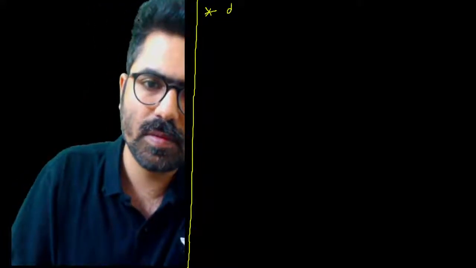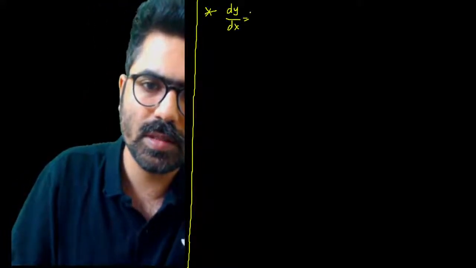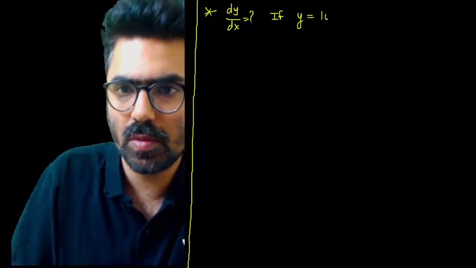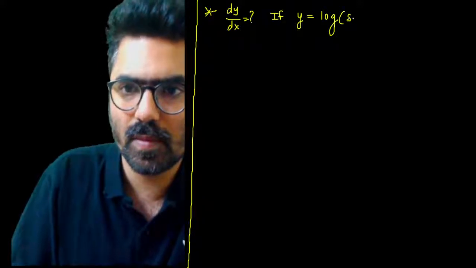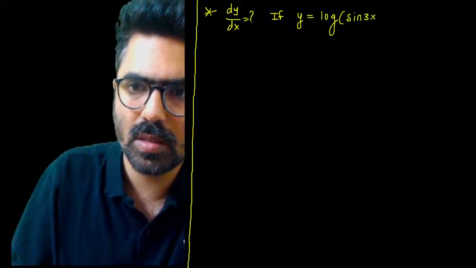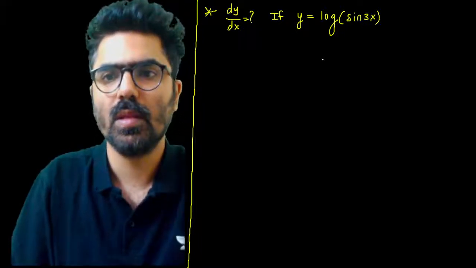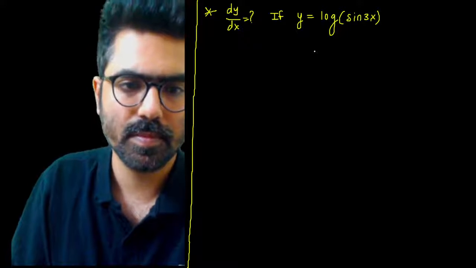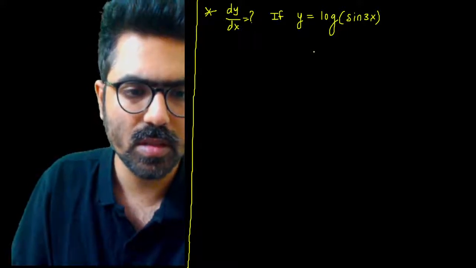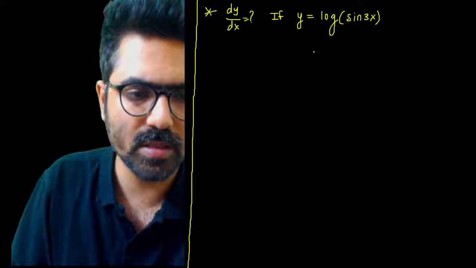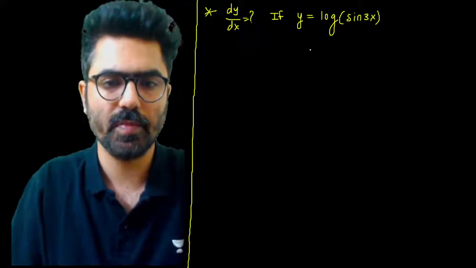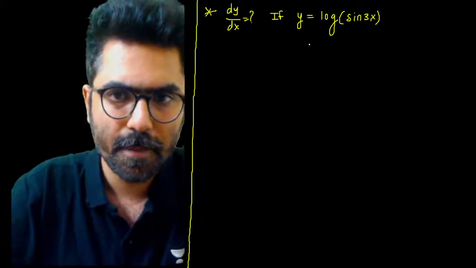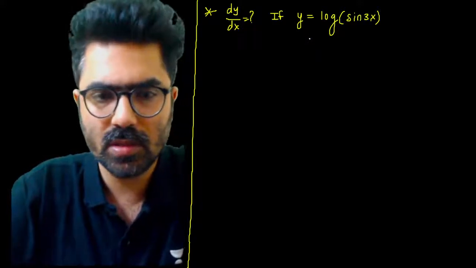Now if you have to find dy by dx if y is equal to log of sine 3x, log of sine 3x. I'll give you a minute, you try this. If you're not able to get the answer, I'll just explain it. I'll wait for 30 or 40 seconds, give it a try, and then I'll write the answer over here.